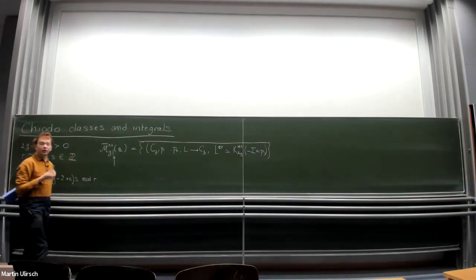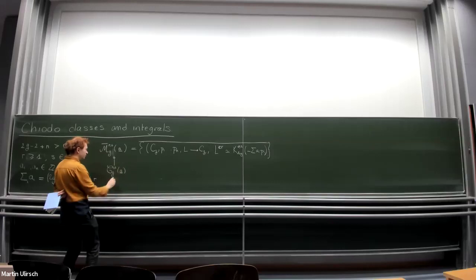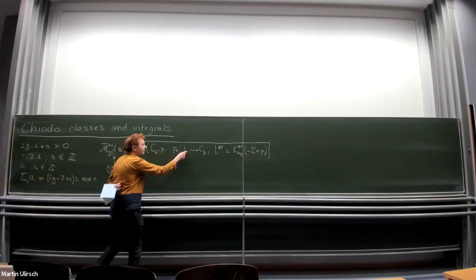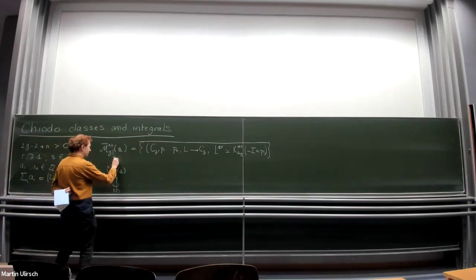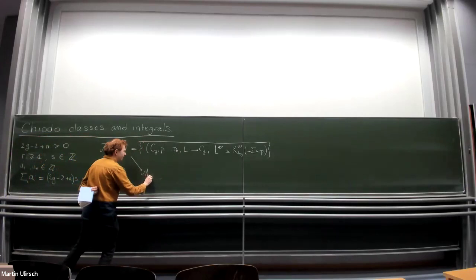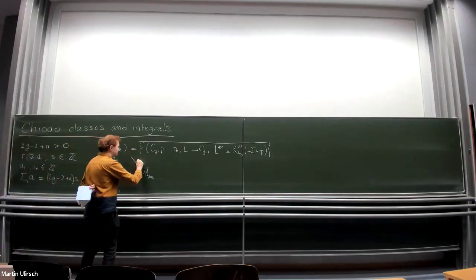And then you look at the universal curve like this. And over this universal curve, you have the universal line bundle, whose fiber is just given by this. So let's call this map. And then if you want, you can forget about the line bundle and go back to the moduli space of curves. Call it epsilon.